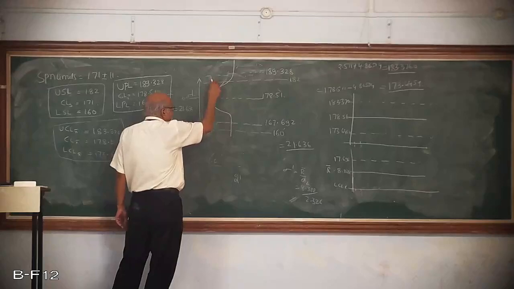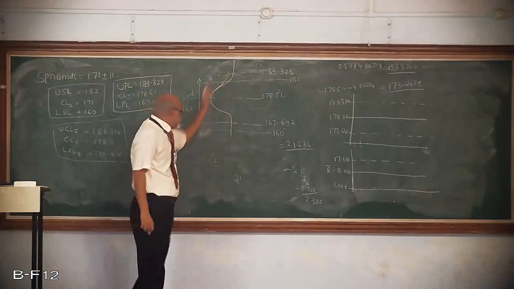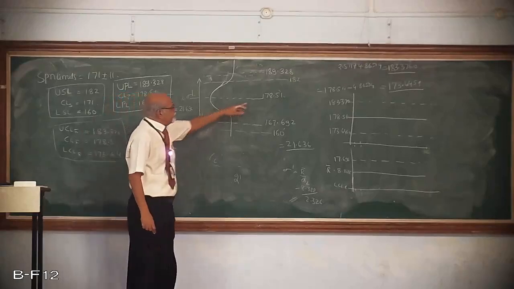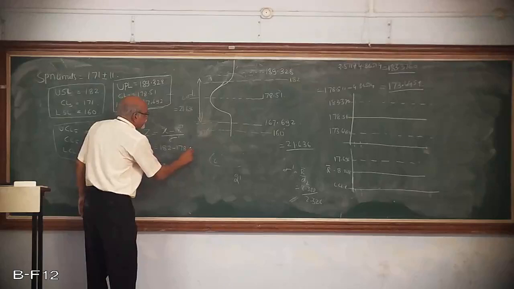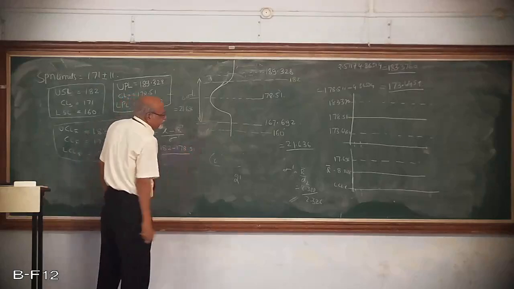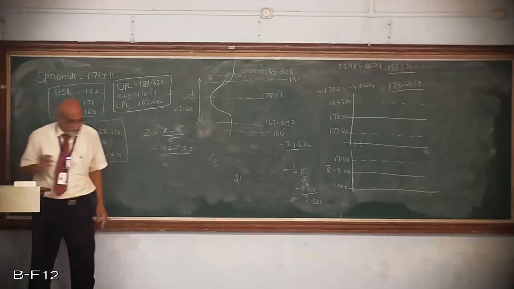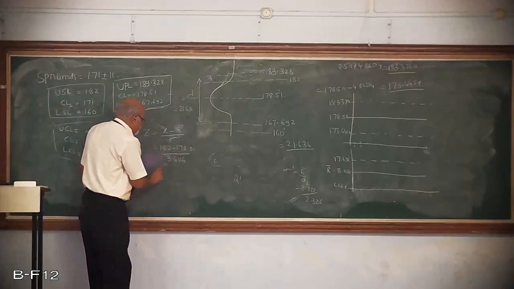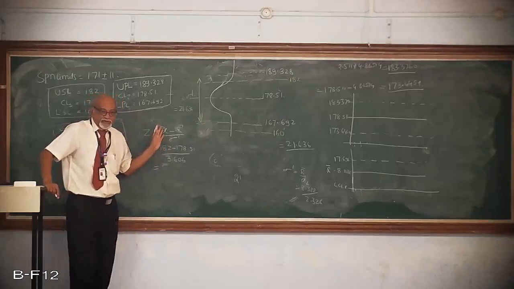Presently, this is the rejection, is it not? If it is more than 182, it causes the rejection. That means this value I will put as 182 minus X bar prime, 178.51, divided by sigma prime. The sigma prime value is 3.606. This is the Z value I have to calculate, and from this I need to find out the area.